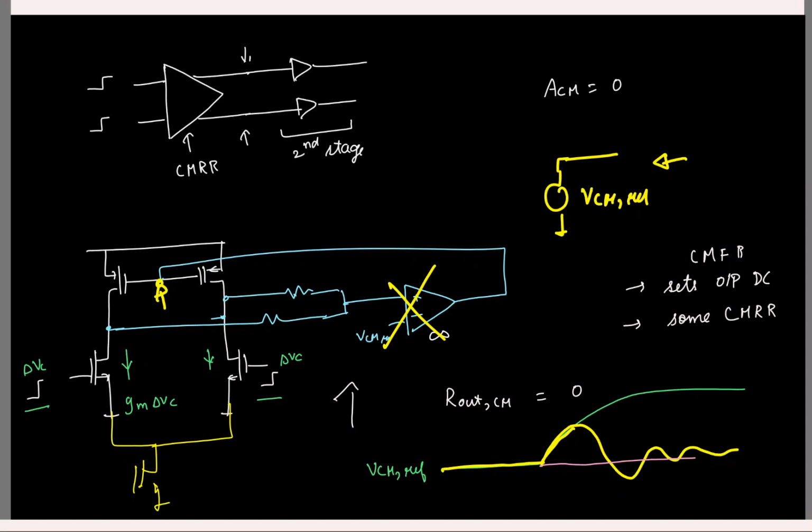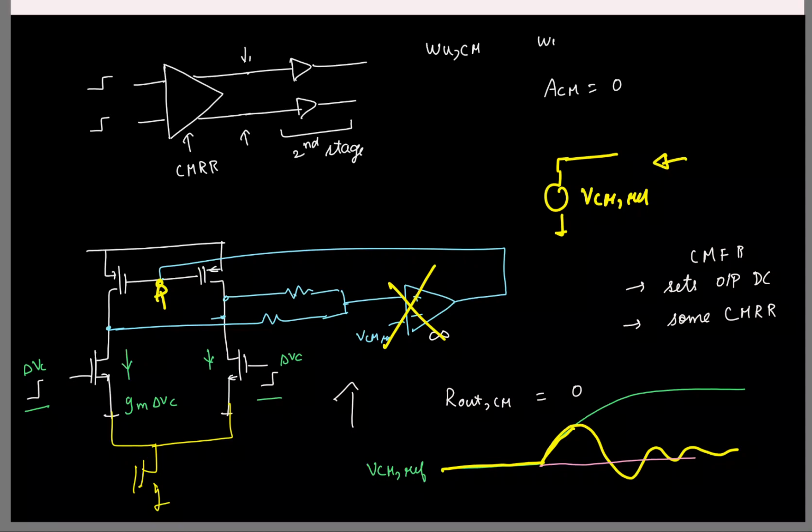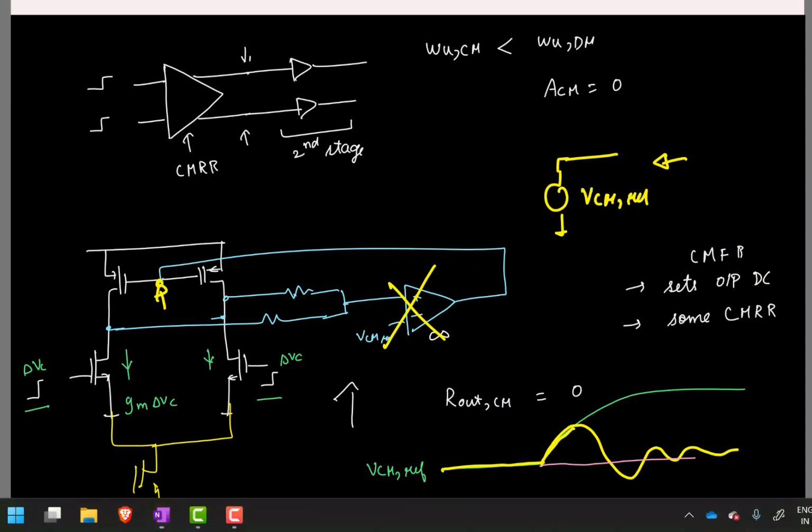Usually you have omega u for the common mode loop, and we also have some omega u for the differential mode. Usually you want both of them to be of the same order. But in practice, if you want to keep both the same, you'll have to burn more power in the common mode feedback loop. So we try to keep it slightly smaller. So we'll stop here.